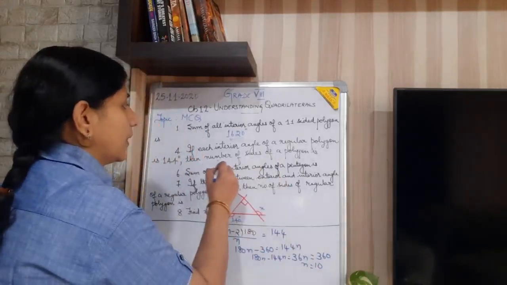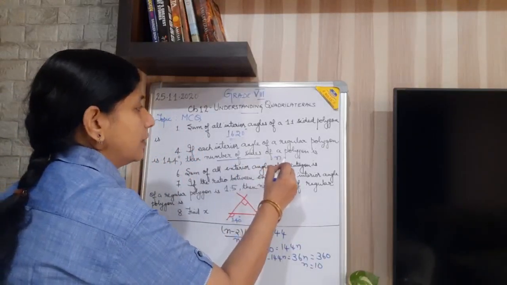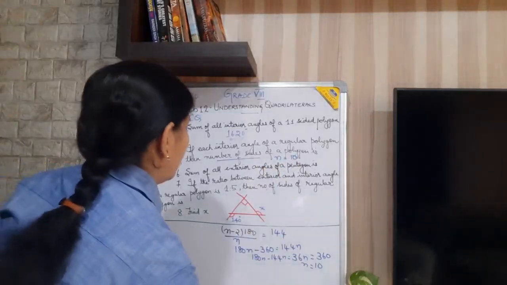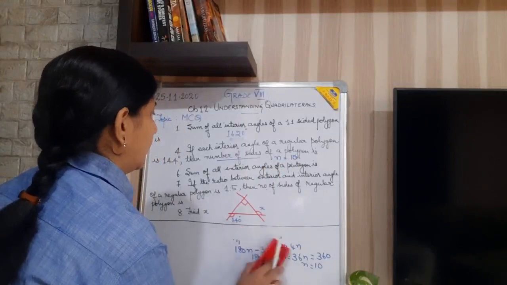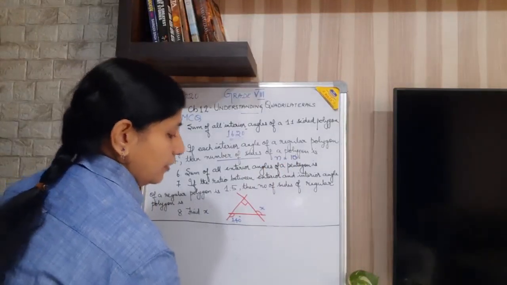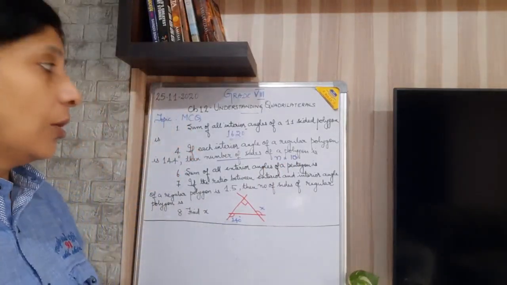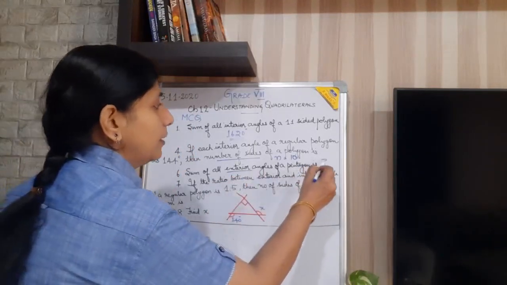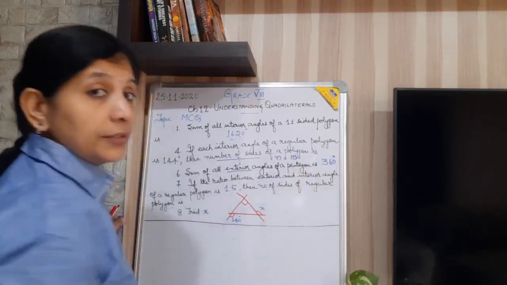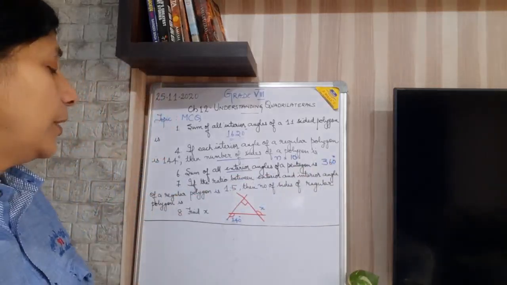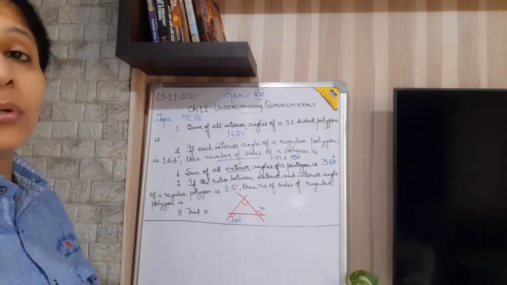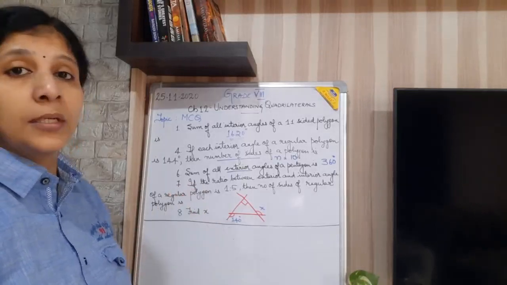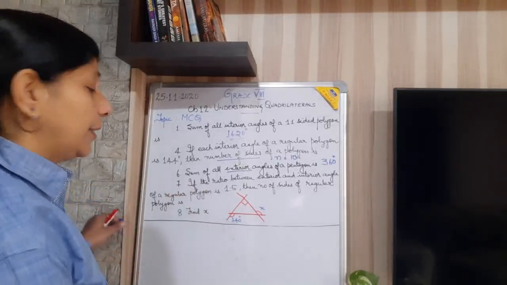So here the number of sides is asked. Number of sides n is equal to 10. It is a decagon, a 10-sided polygon. Now next is the sum of exterior angles of a pentagon. Whether it is a pentagon, hexagon or any number of sides, the sum of exterior angles will be 360 degree, whatever the number of sides. If the ratio between the exterior and interior angle of a regular polygon is 1:5, already we have discussed, the sum of interior and exterior angle will be 180.